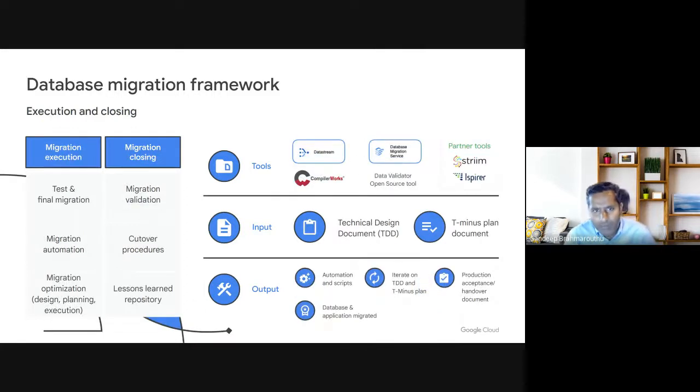And as we talked about before with execution and closing, it's really important to leverage these different tools and provide the right level of outputs that your migration teams, or your partners, or Google's professional services teams can then take advantage of and rinse and repeat at scale.